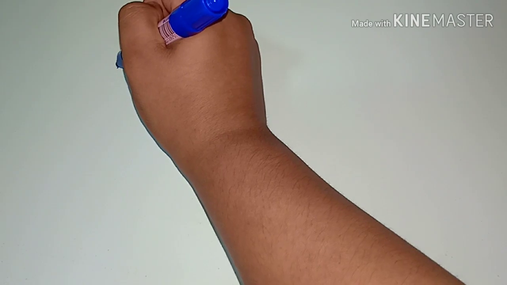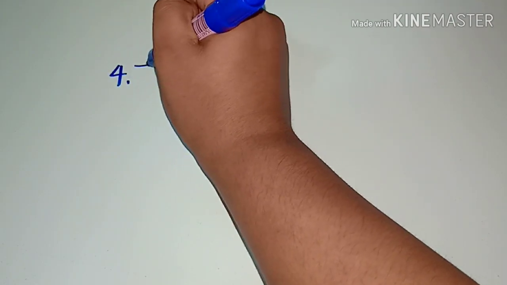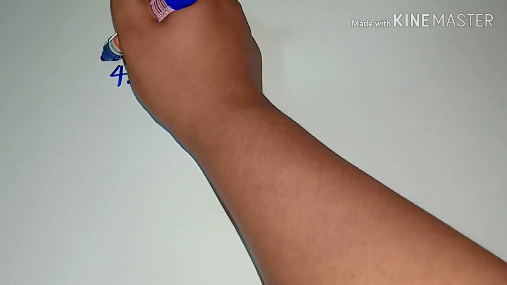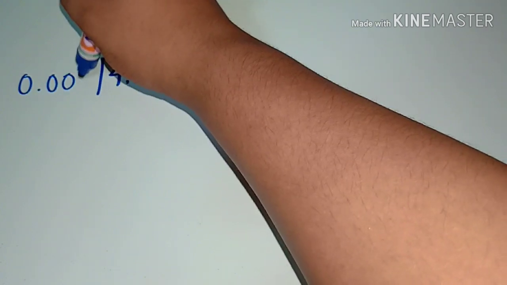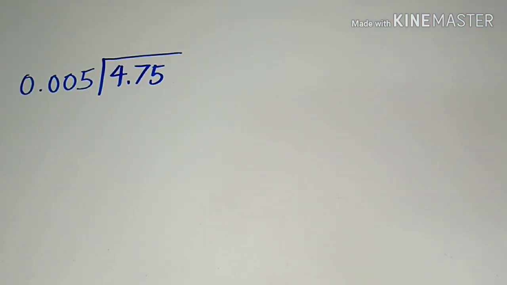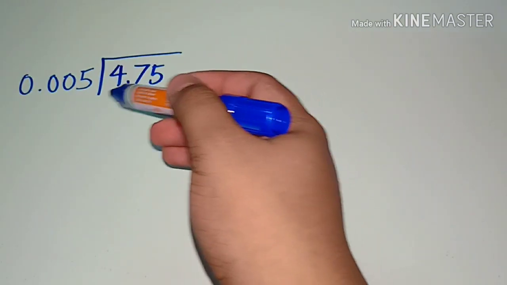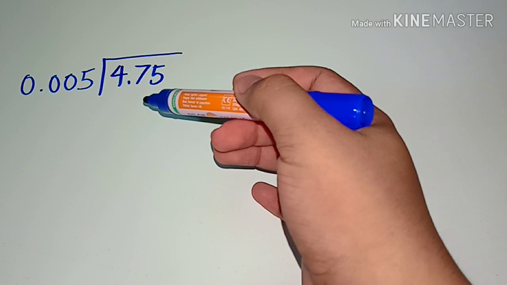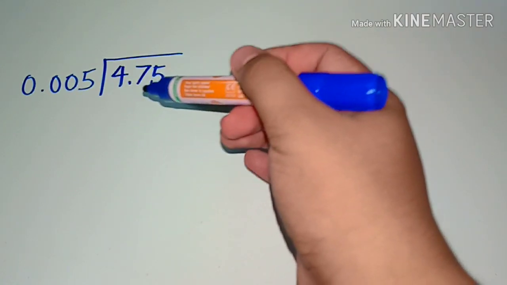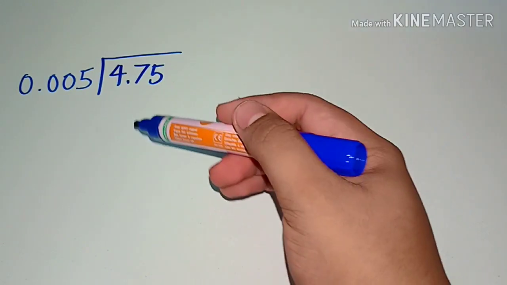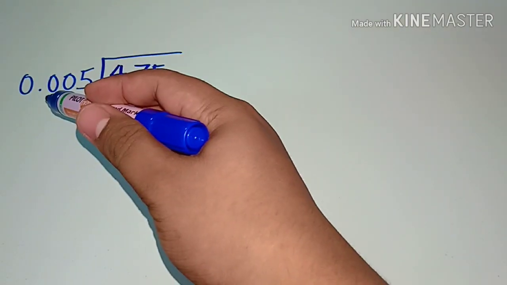Another example is what if we are dividing 4.75 divided by 0.005. So what I've said earlier, you have to transform our decimal numbers into whole numbers, and we can transform them into whole numbers by moving the decimal point to the right. And you have to make sure that the dividend is always bigger than the divisor.